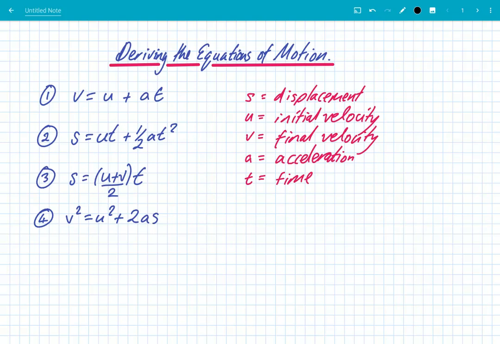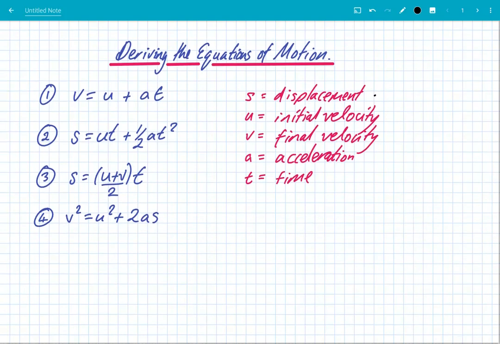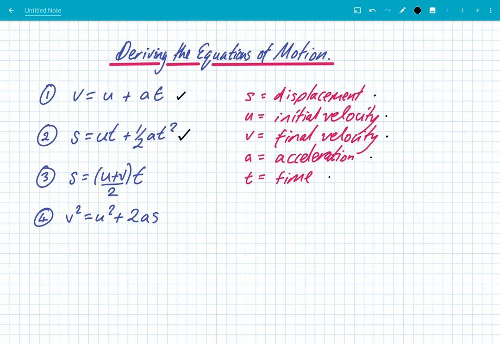There are five letters. S stands for displacement, U stands for initial velocity, V stands for final velocity, A is the constant acceleration, and T always stands for time. And our four equations of motion are V equals U plus AT, S equals UT plus half AT squared, S is equal to (U plus V) divided by 2, multiplied by T, and V squared equals U squared plus 2AS.